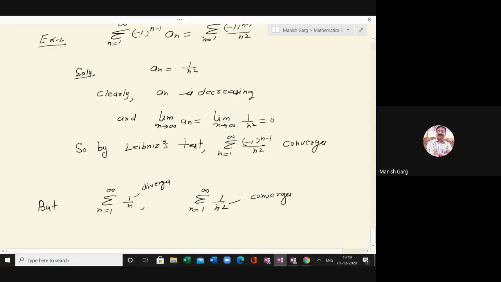So a new definition comes into the picture: absolute convergence and conditional convergence. One is called absolutely convergent, the other is called conditionally convergent. I will tell you that definition in tomorrow's lecture. So today is up to here. If anybody has a doubt, ask me.